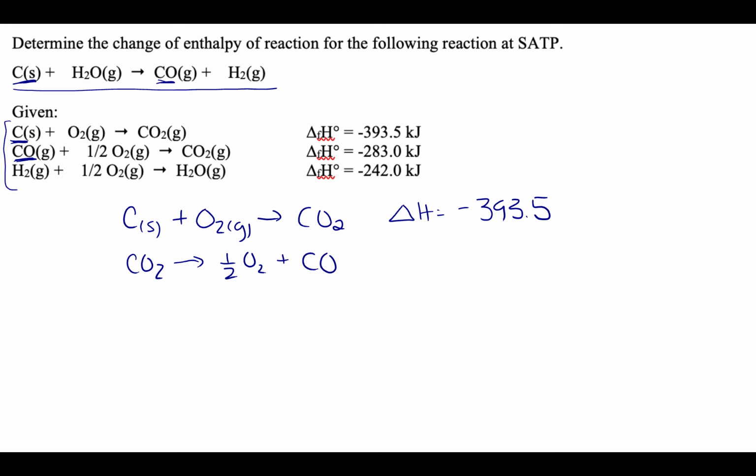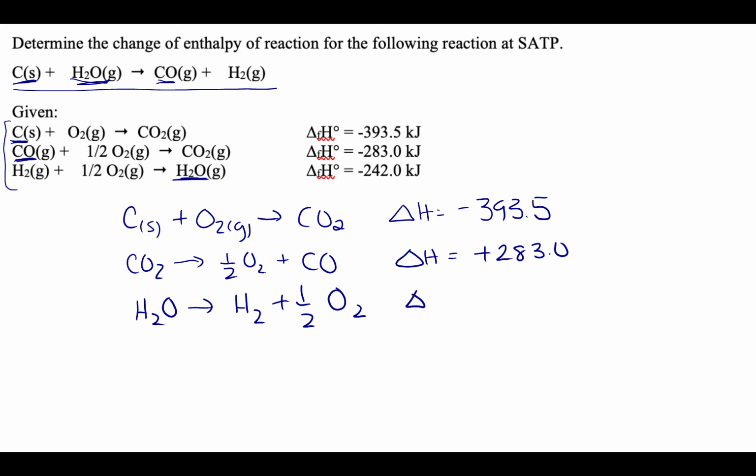The second one that I'm going to flip, I now have carbon dioxide as a reactant, 1/2 oxygen plus carbon monoxide. And since I flipped it, now my delta H would become positive because I need to change the sign. And now this last reaction, the one with water as a gas, is on the product side, but I need it on the reactant side. So I'm going to flip that last one as well. Okay, so now because I flipped this last one, I need to change my sign once again, which I've done.